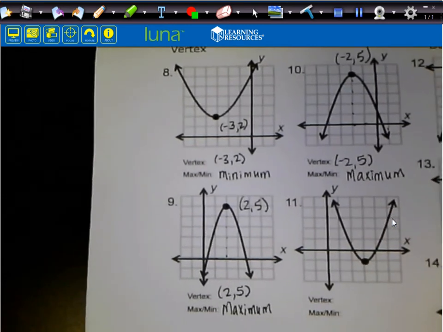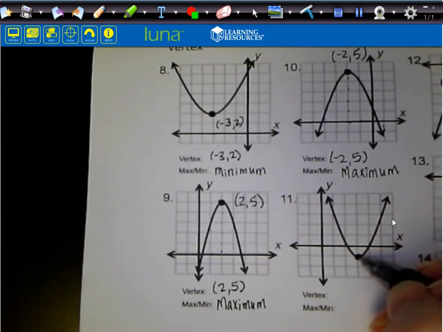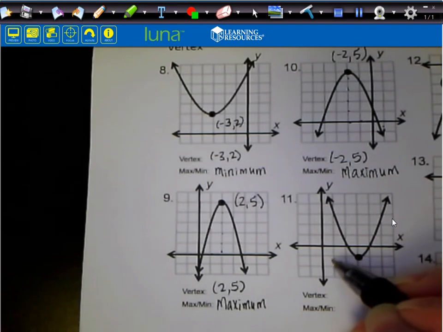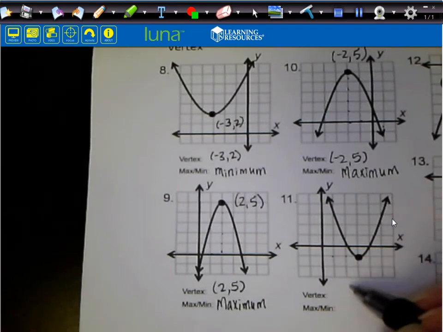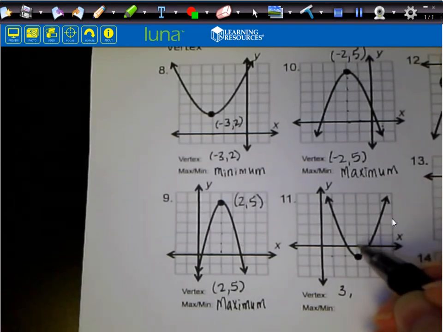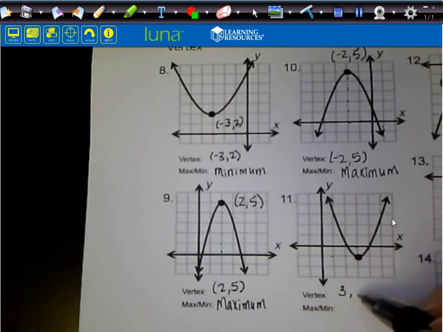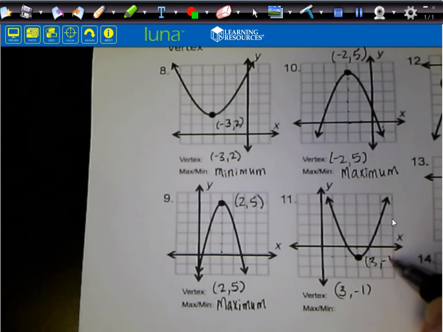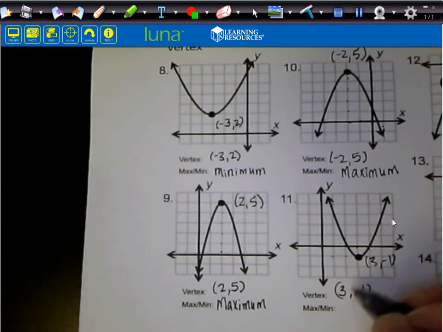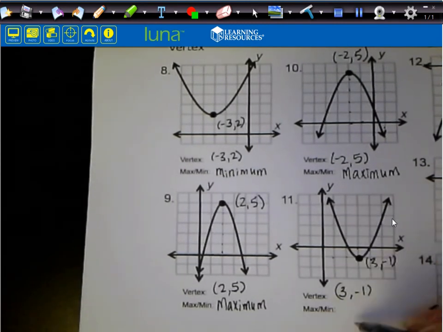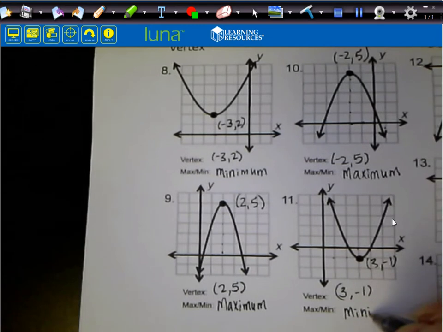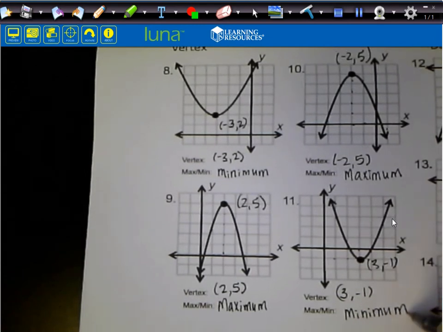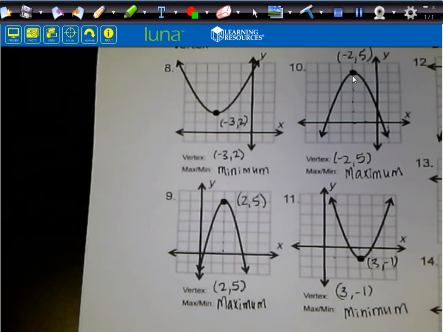And our last one, number 11, we're going to name this point here. We're going to count over 1, 2, 3 on the x, and down 1, so negative 1 on the y. So that's 3, negative 1. And because it goes down, down, down, this is the minimum. Make sure that you have all that down. You can pause the video if you need to.